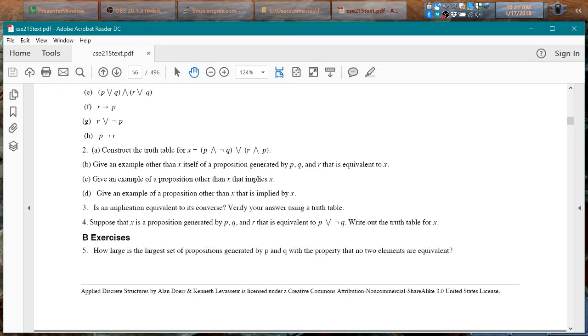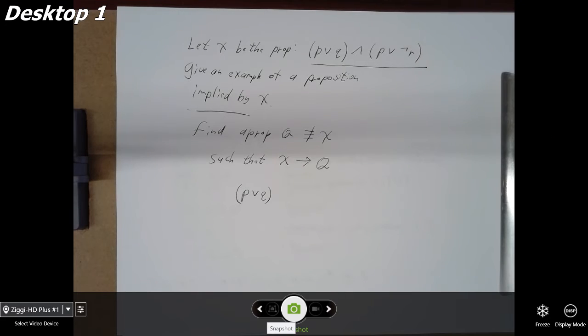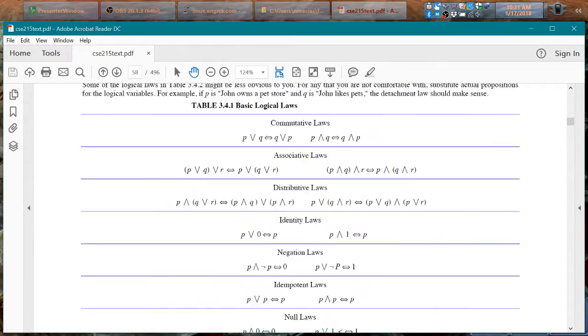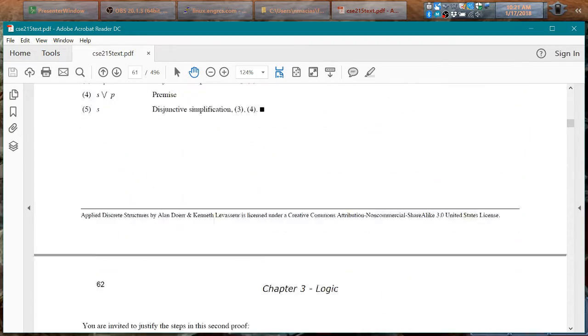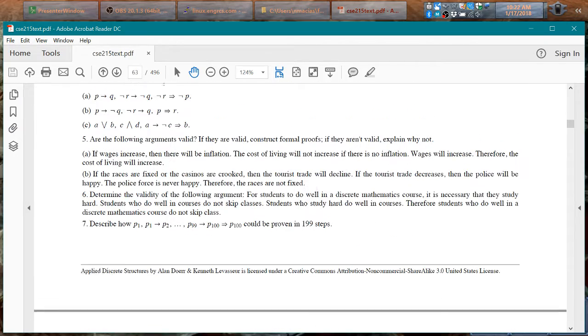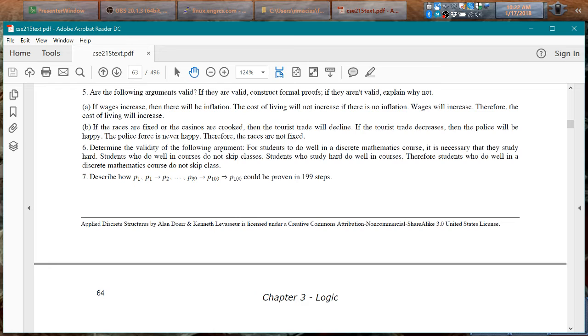Yeah. For 3.5, number 6, can you go over the wording for writing down the arguments? 3.5. And which number? Number 6. Number 6. Determine the validity of the following argument.